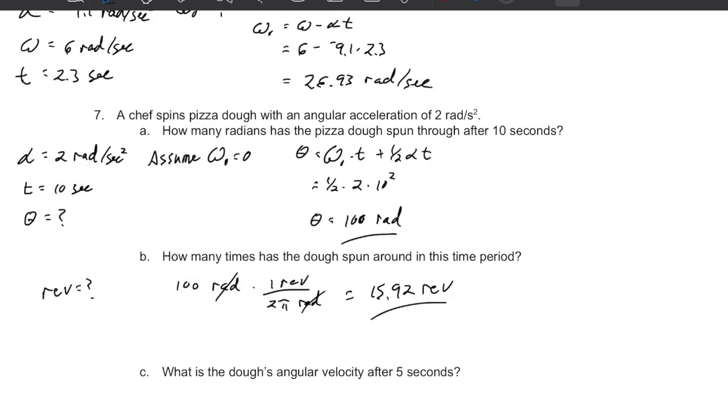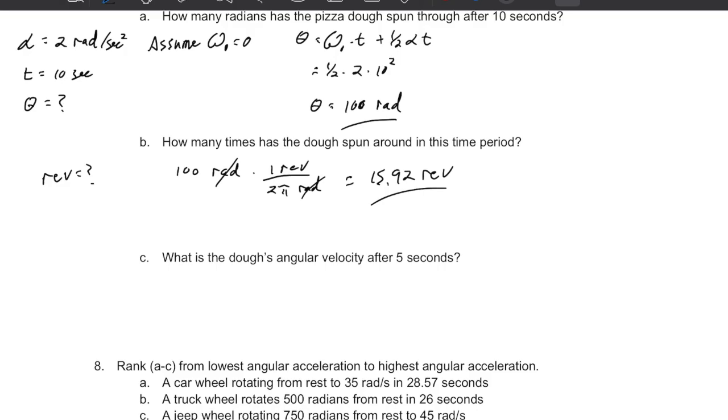Just adding those notes on the side. What is the dough's angular velocity after 5 seconds? So we have a new time. We're looking for omega, final velocity, at time of 5 seconds. We do still have our alpha, our angular acceleration, and we know that the initial was still 0.